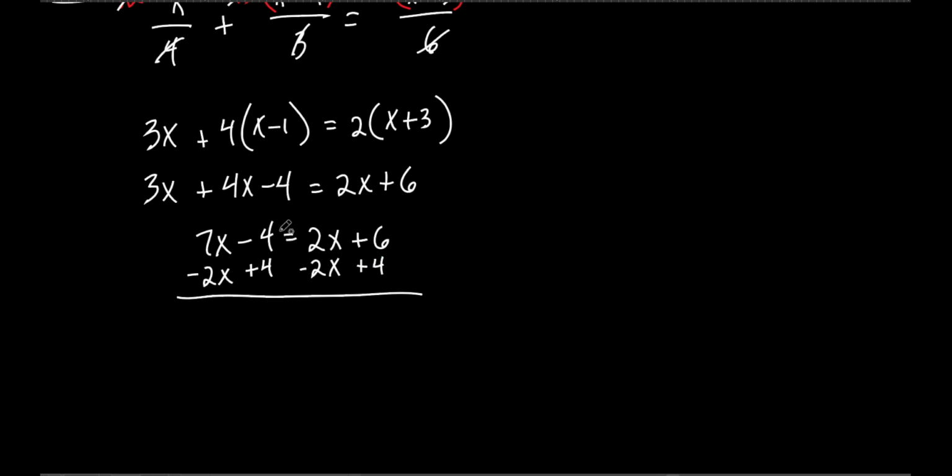All right, those cancel out, those cancel out. 7x minus 2x is 5x, equals 10. Divide both sides by 5. You can do that in your head. x is 2. And there it is.